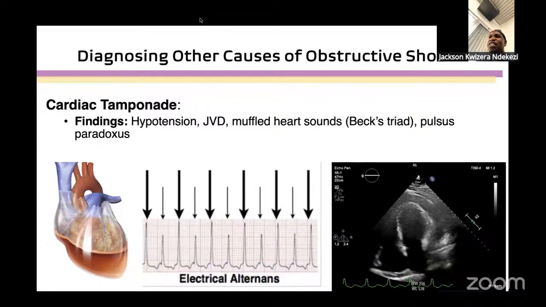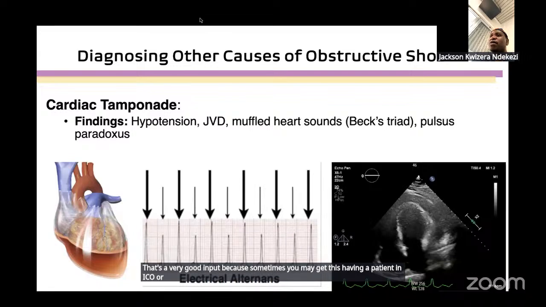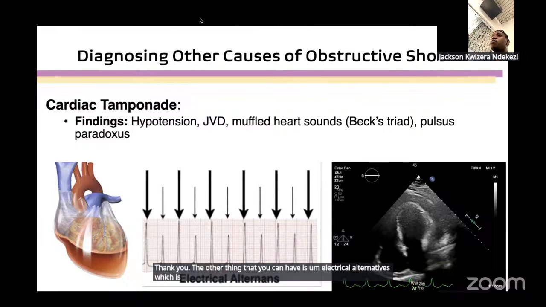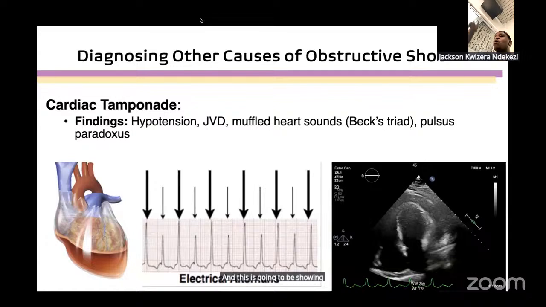That's a very good input because sometimes you may get this having a patient in ICU or on the operating table under anesthesia. Thank you. The other thing that you can have is electrical alternans, which is alternating QRS complex amplitude that's kind of swinging within the pericardial sac, and this is going to show a seesaw motion with the amplitude of the QRS complex on an EKG.